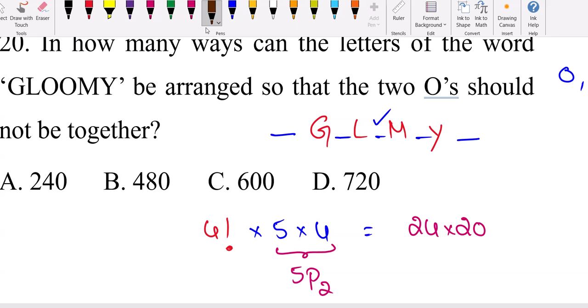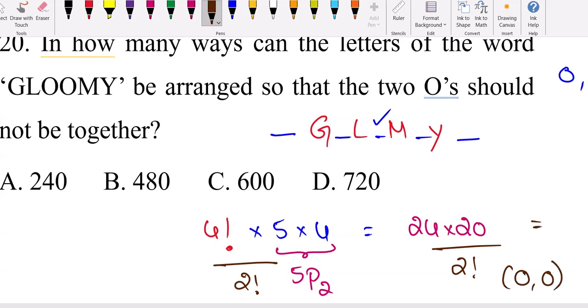Why divide by 2 factorial, we are discussing? In the entire arrangement, 2 O's are there. So because of that we have to divide by 2 factorial. You can put the reason: that is because of the O's repeating 2 times. So we'll get 240 as the answer.